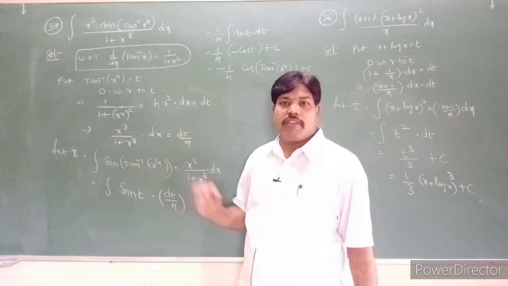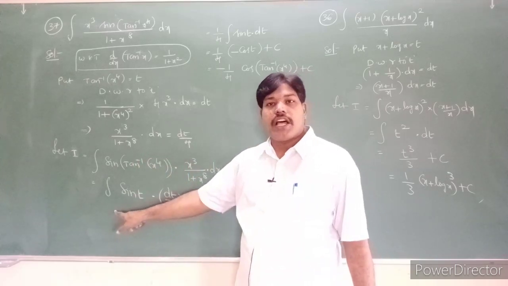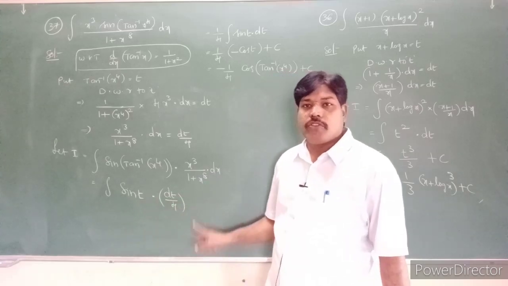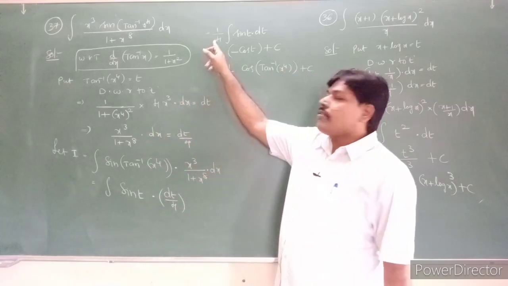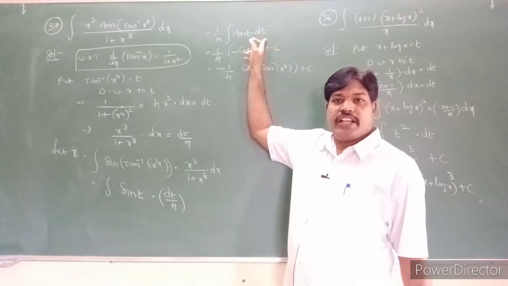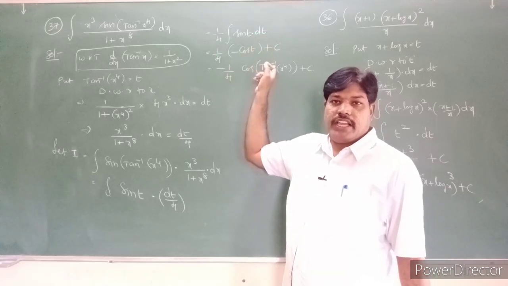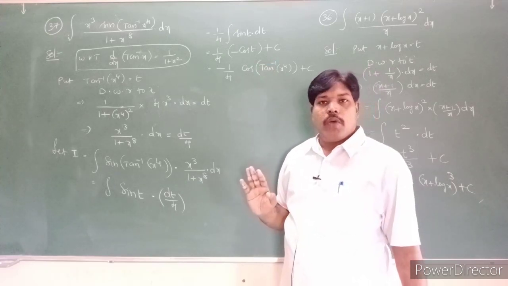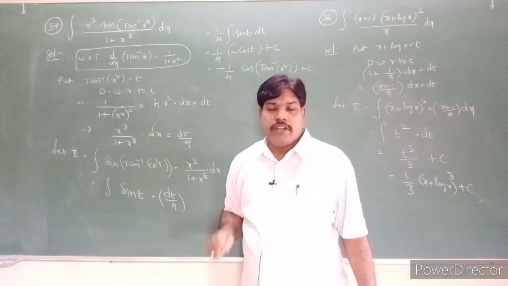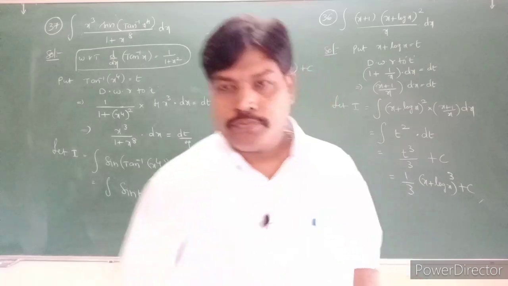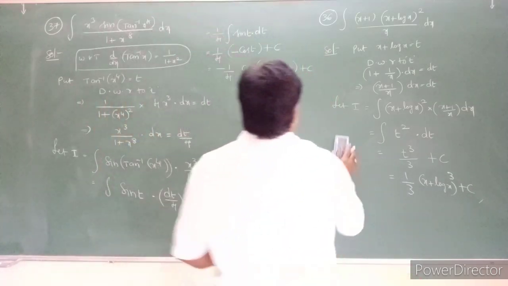Substitute these values in the given problem. It becomes the integral of sin t into dt by 4. Take the 1 by 4 out, so it becomes 1 by 4 into the integral of sin t. The integration of sin t is minus cos t. What is the t value? Tan inverse of x power 4. Just replace the value and you will get the answer. Do you understand, students? See the next question.